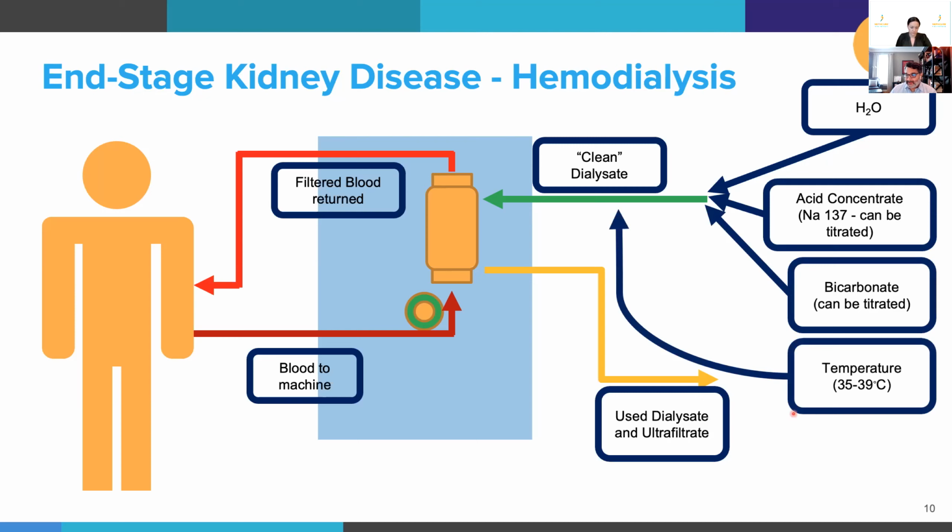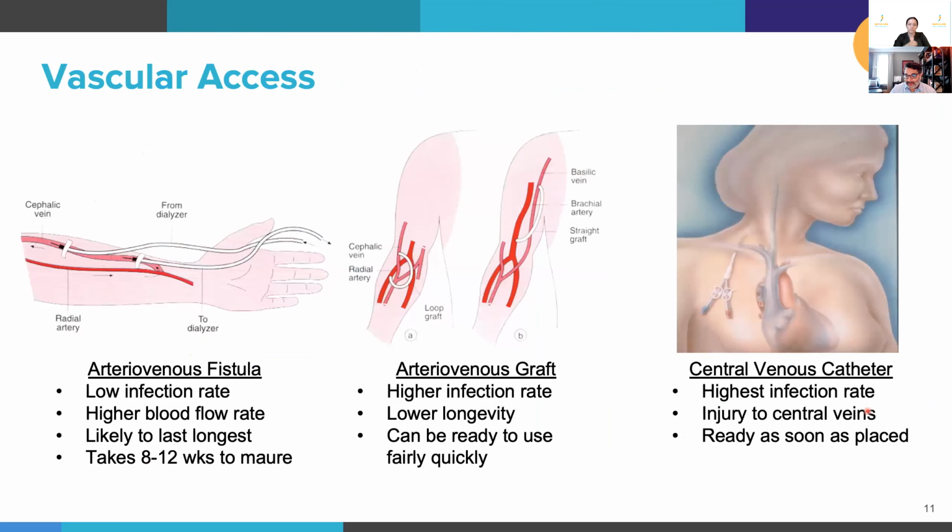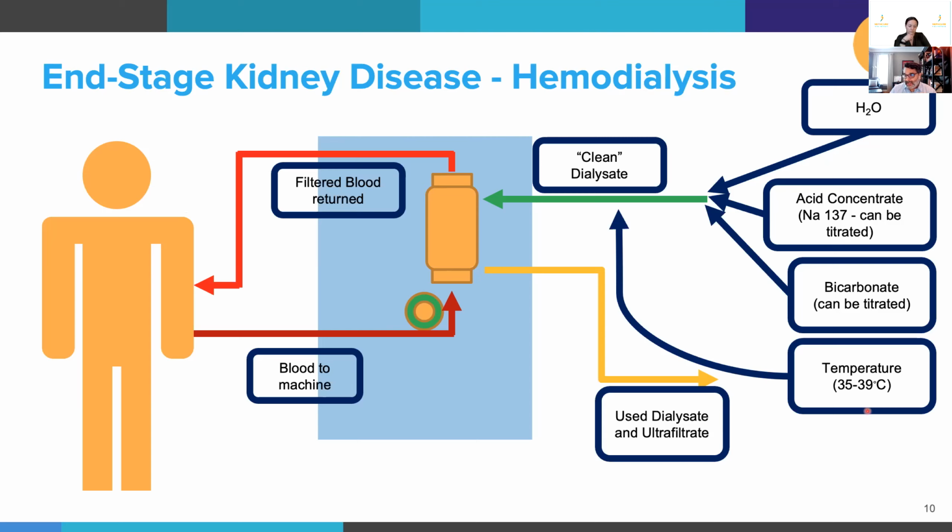We can make some additional adjustments to the dialysis treatment, including adjustments of dialysis temperature. That's done sometimes when patients have very low blood pressures. We will sometimes drop the temperature at dialysis to try to help keep their blood vessels constricted so their blood pressure doesn't fall during the dialysis treatment.